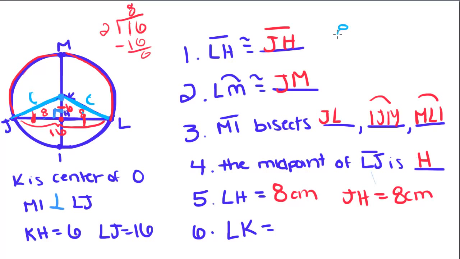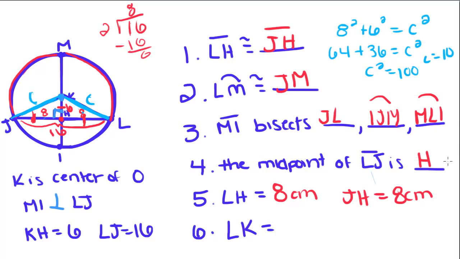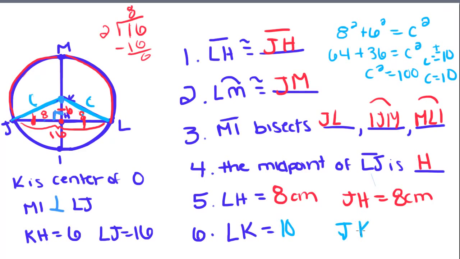So we're going to take 8 squared plus 6 squared and set it equal to C squared. We get 64 plus 36 equals C squared. C squared equals 100. And if you remember, the square root of 100 is 10. So C equals plus or minus 10. Now let's talk about that answer for a second. Since these are distances, C cannot be negative, so C has to equal 10. So both LK and JK equal 10.